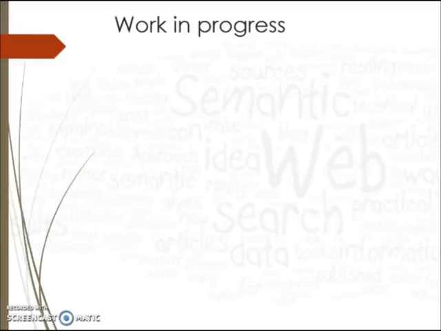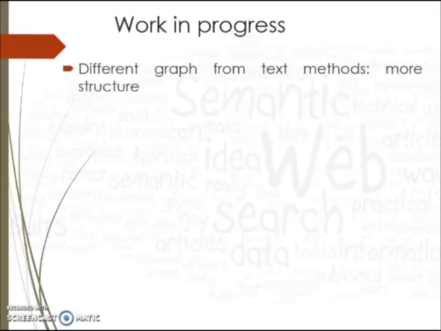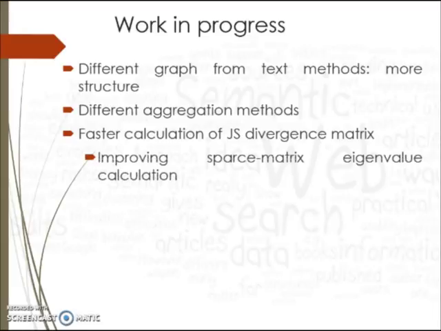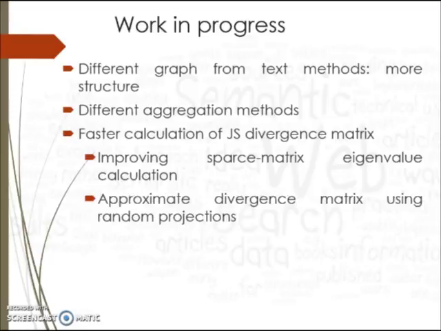Now, work in progress, what we're doing now is looking at different graph-from-text methods, including more structure. We're looking at different aggregation methods. Here we just use the sum. Also faster calculations of the Jensen-Shannon divergence matrix, which can be done by improving sparse matrix eigenvalue calculations. That's one of the things we're doing, or looking at approximate divergence matrices using random projections, and finally distributed schemes using Spark, for example.